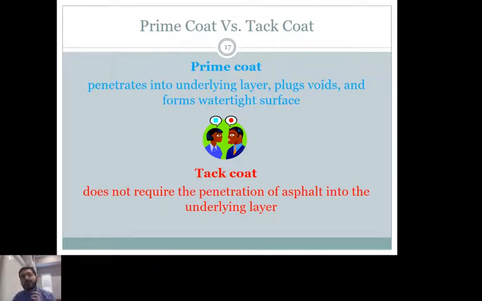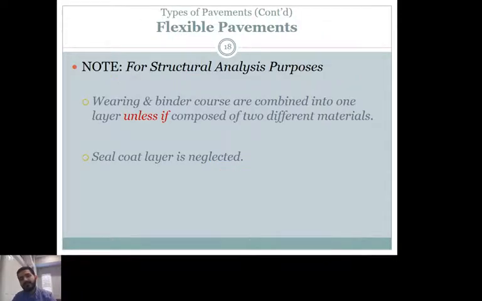Prime coat, again, penetrates into the underlying layer and plugs the voids and forms a watertight surface, because again water is enemy number one to any pavement structure. So the last thing you want to see is water penetrate all the way to the soil. While the tack coat, the coat that we apply between asphalt lifts or asphalt sublayers, doesn't require the penetration of the asphalt into the underlying layer.